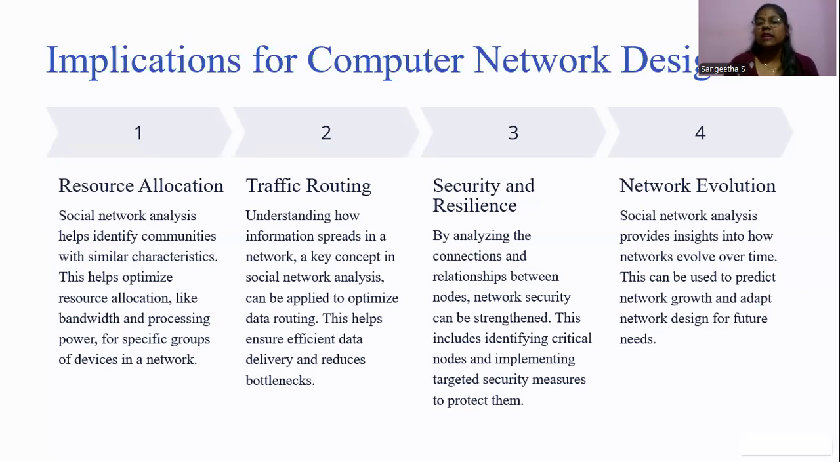Traffic routing is about understanding how information spreads in a network. A key concept in social network analysis can be applied to optimize data routing. This helps ensure efficient data delivery and reduces bottlenecks. Next is security and resilience. By analyzing the connections and relationships between nodes, network security can be strengthened. This includes identifying critical nodes and implementing targeted security measures to protect them.